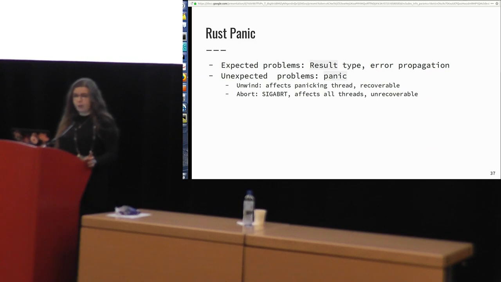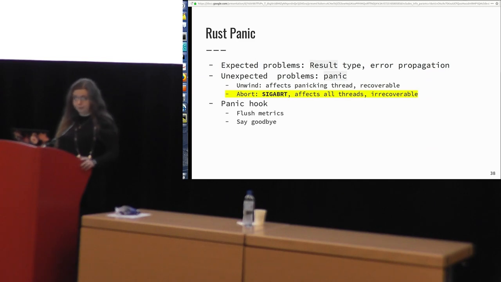The default one is to unwind the stack of the panicking thread. This is meant to be a recoverable error because it only takes down one thread and it leaves the user to maybe recover the program and not necessarily die. And the second way is to just raise SIGABRT, and unless you have a signal handler for that, which we don't, the program goes down with all of its threads.